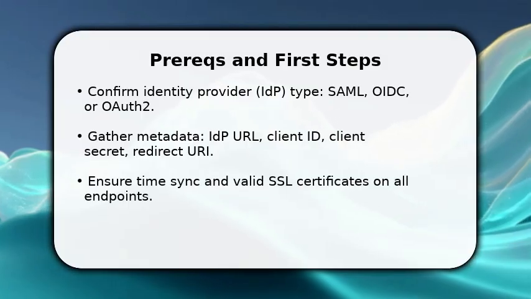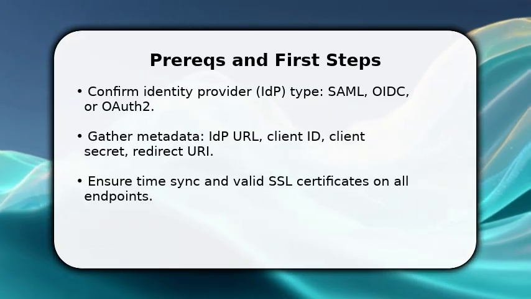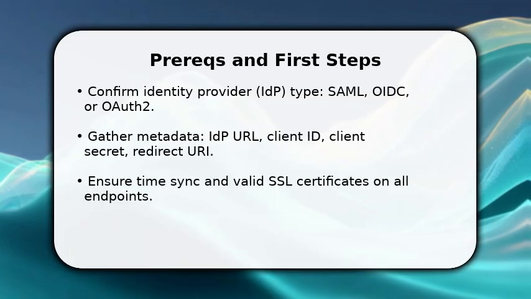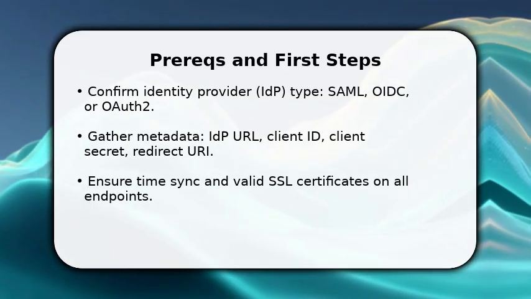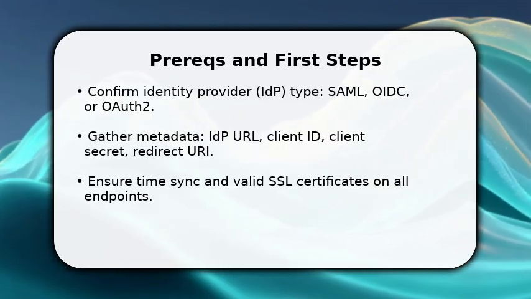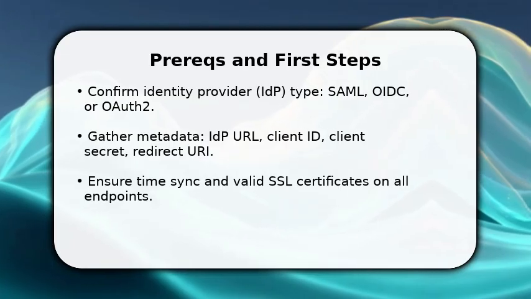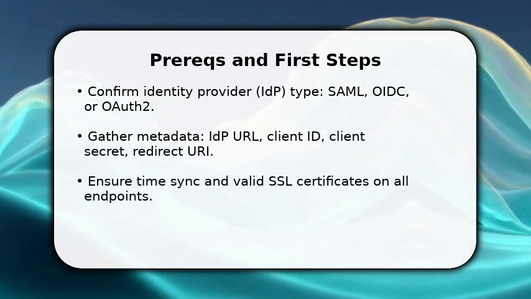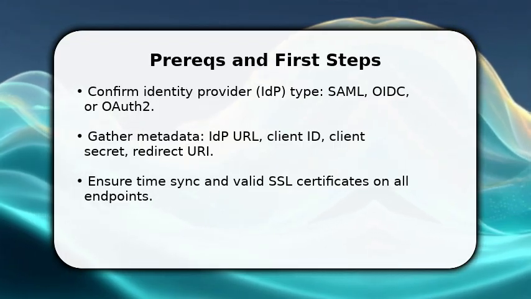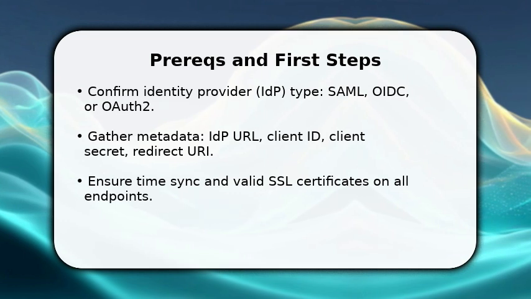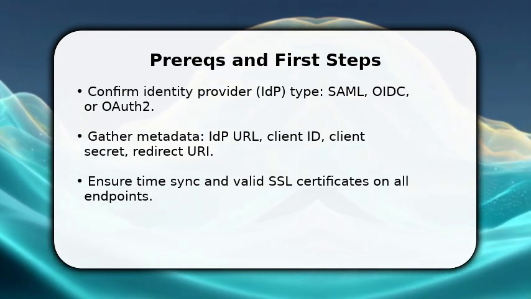You start by verifying the IDP type and gathering its metadata. This is critical because the protocol determines fields you'll send. Next, register your application with the IDP, entering redirect URI and allowed scopes, and copy the client ID and secret. While doing that, make sure server clocks are synced and certificates are valid to avoid nonce or token errors. Once done, store credentials securely and prepare your app for a redirect-based authentication flow to begin the login sequence.